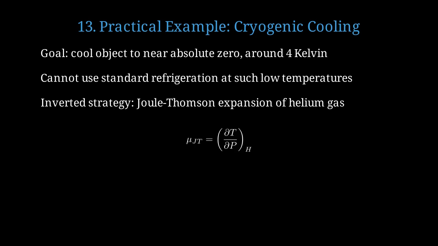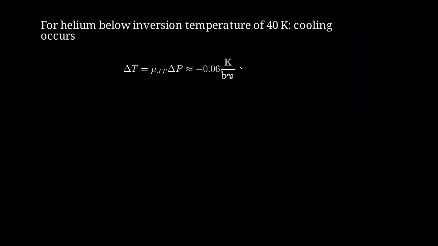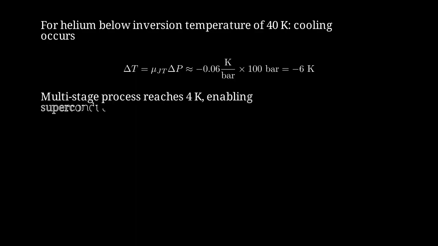The Joule-Thomson coefficient mu equals the partial derivative of temperature with respect to pressure at constant enthalpy. For helium below its inversion temperature of 40 Kelvin, mu is negative, and cooling occurs during expansion. Temperature change equals mu JT times pressure change, with coefficient negative 0.06 Kelvin per bar and 100 bar pressure drop, we get 6 Kelvin cooling. A multi-stage process with several expansion stages reaches 4 Kelvin, enabling superconductivity in materials.